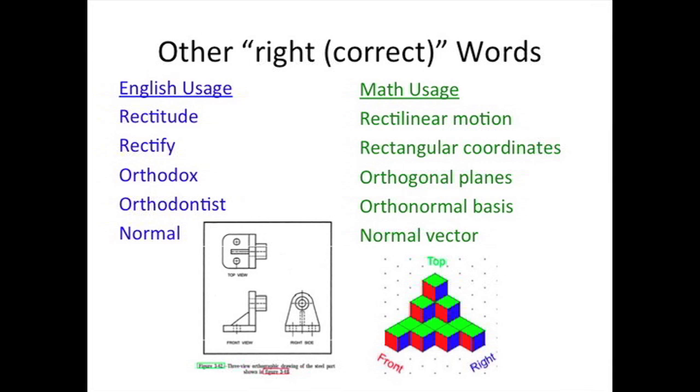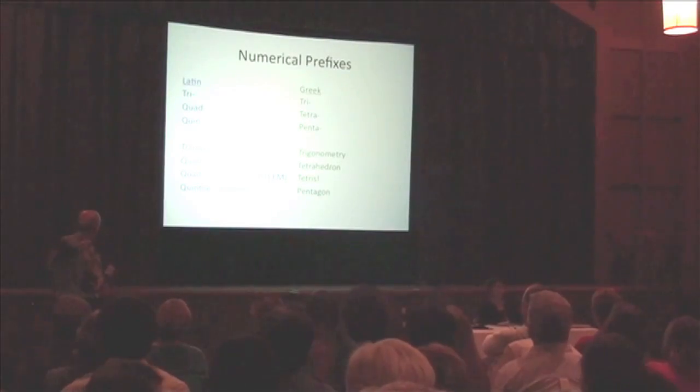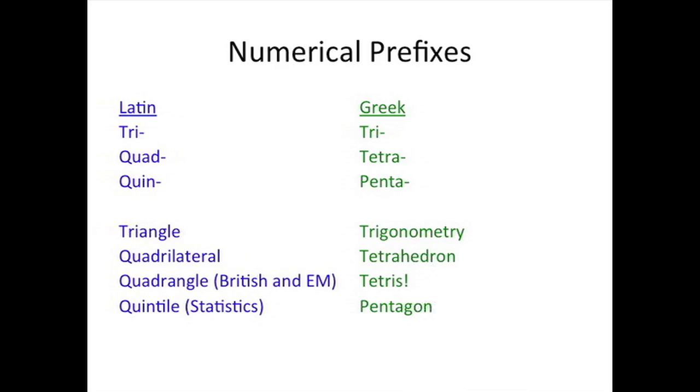Well, here's some English usage. Rectitude, right. Orthodox, practice religion correctly. Orthodontist, fix your teeth. My grandfather always said normal is what's right. And there are math terms corresponding to that. So right angle means that.